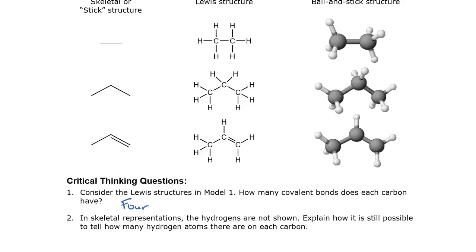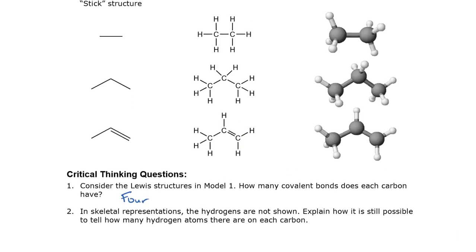Okay, so we are looking at the Lewis structure column right here. And if you count the number of covalent bonds for each carbon, you'll see they have 4. 1, 2, 3, 4. Even in this case where there's a double bond, the carbon has 1, 2, and a double bond makes 3 and 4. Okay?